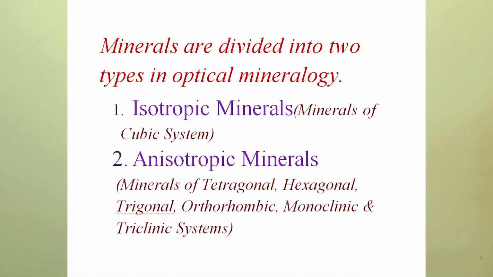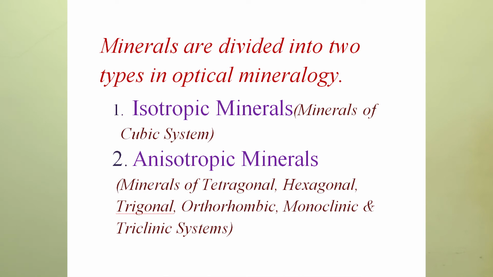So friends, today I just wanted to tell you the difference between isotropic minerals and anisotropic minerals. In a nutshell, in isotropic minerals the light travels with the same velocity in all directions. There is no change in refractive index. Example, minerals of the cubic system. And in anisotropic minerals, light travels with different velocities in different directions. Here there is change in refractive index also, and these are the minerals of all other 6 systems.